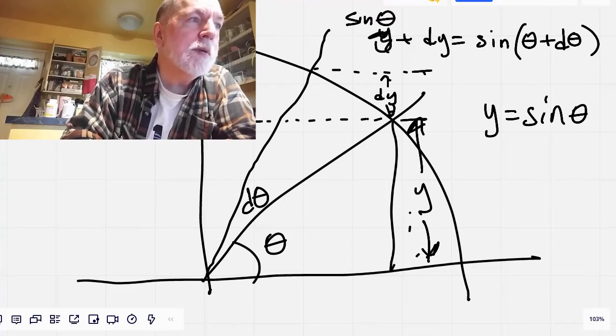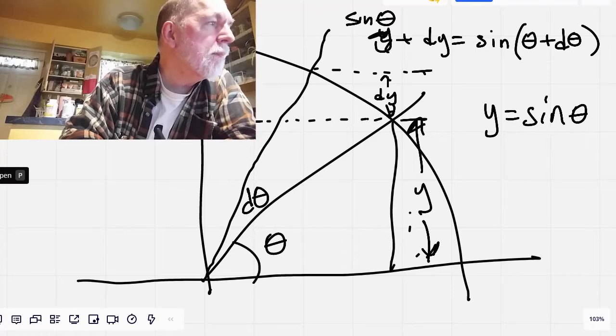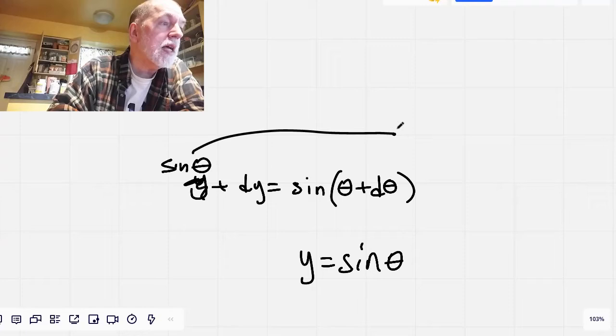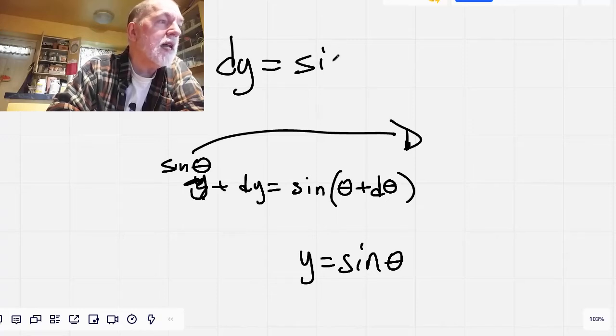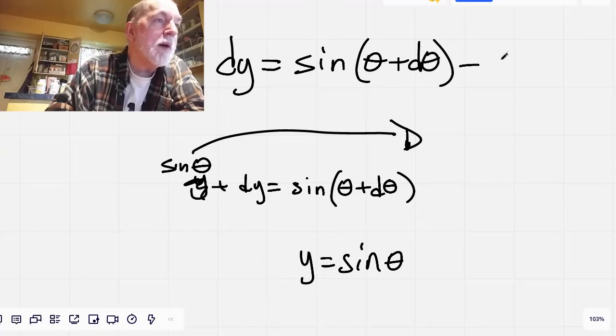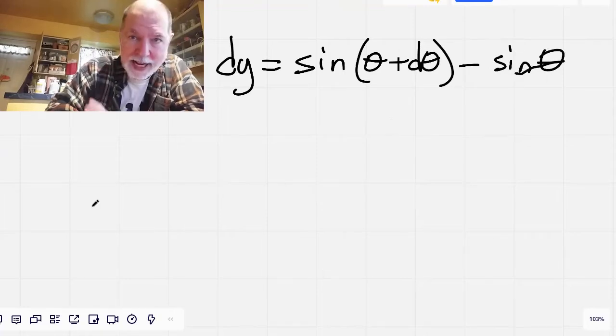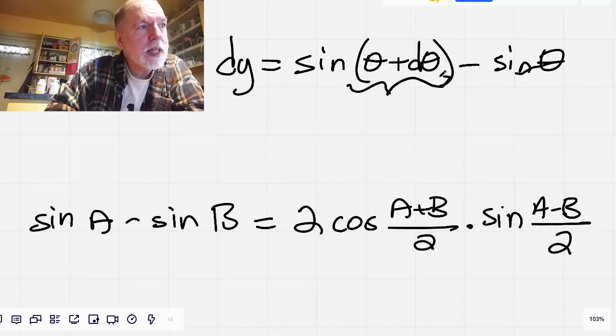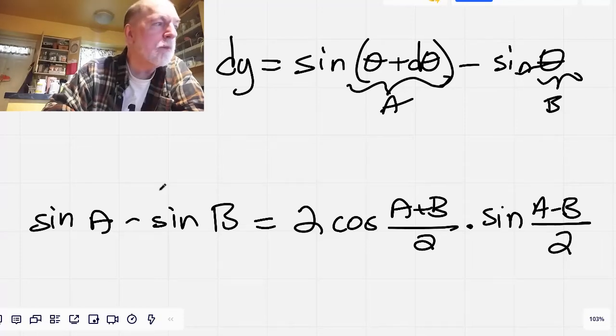And we're far too busy over here now, so let's clean that up. From here on in, it's just algebra. Let's move this sine theta over here. So we end up with dy equals sine of theta plus d theta minus sine theta. Take advantage of this identity from previous, where theta plus d theta, that's our A, and theta on its own, that's our B.